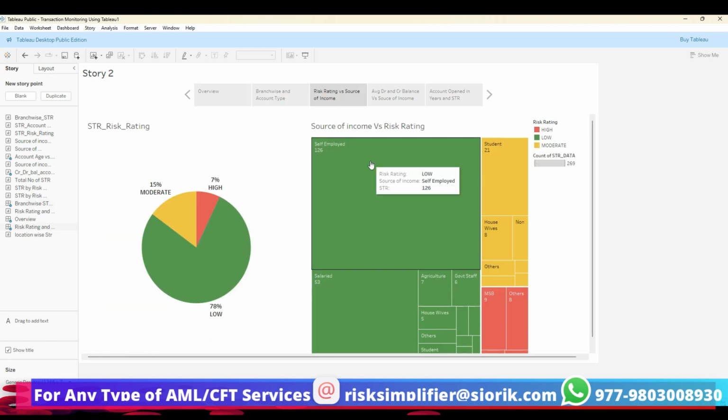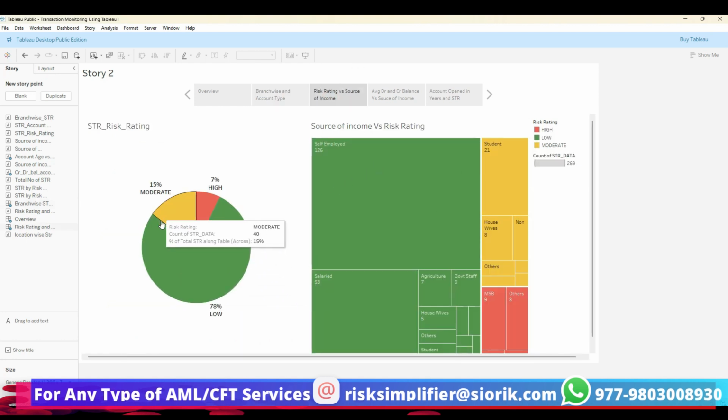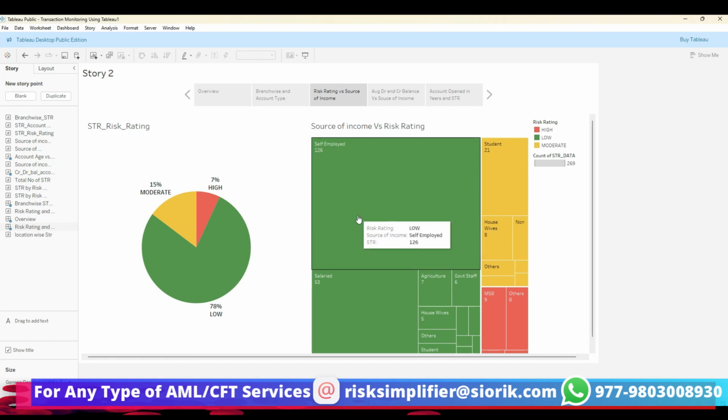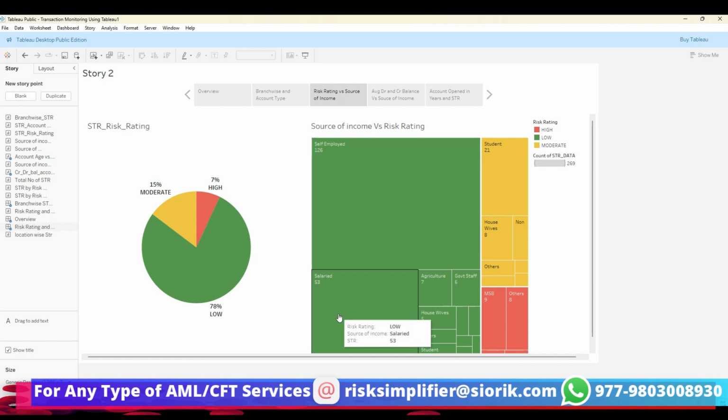Now moving to another dashboard, we already know that for low risk rating accounts we have filed a high number of STRs, but here in this tree map, we can see for which source of income we have filed high numbers of STRs. So in low risk accounts, we have filed a high number of STRs for accounts with the source of income as self-employed, salaried, and so on. For moderate risk rating, we have filed high numbers of STRs for student and housewife.